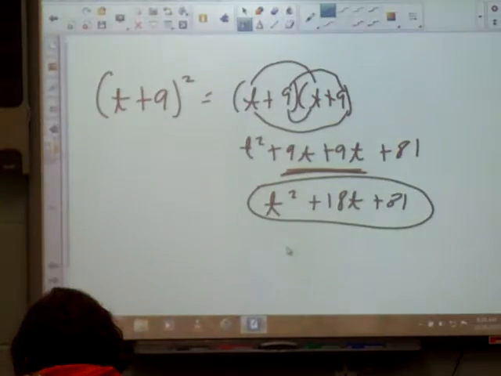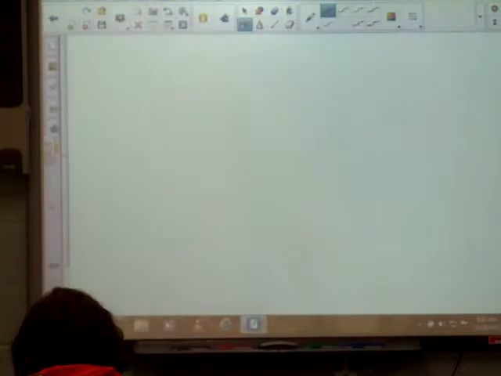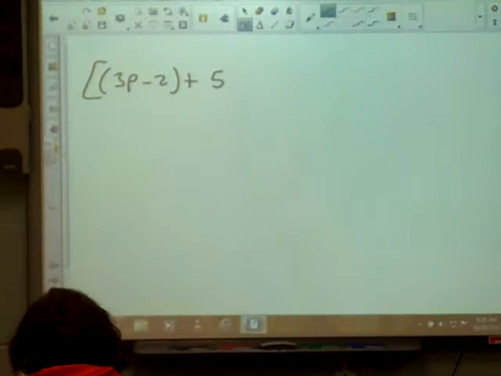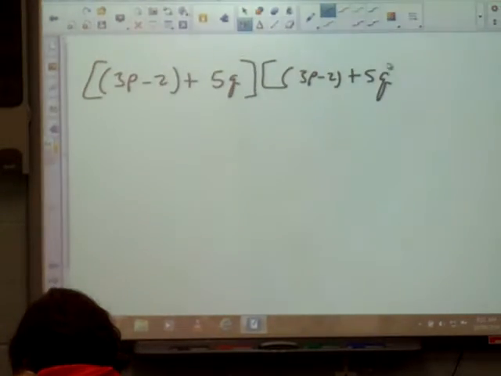Alright, this next problem is probably the most difficult looking one. Is it the most difficult or is it just difficult? That's not too bad. I got 3p minus 2 plus 5q, and then times the same thing. I had one of these on here. I didn't know what I was doing. I had one of these on mine. Alright, so that is the same thing twice, right?